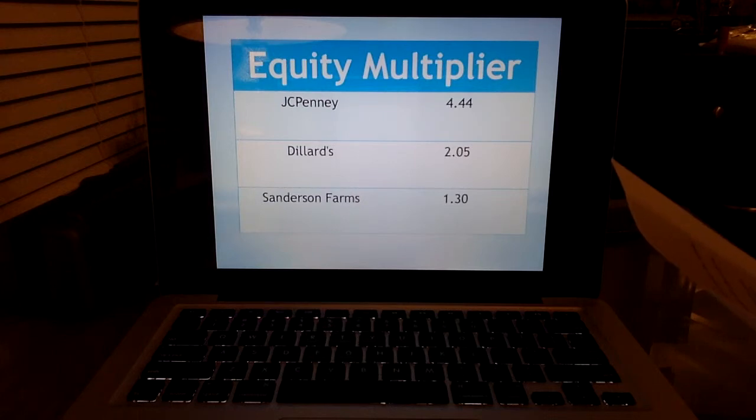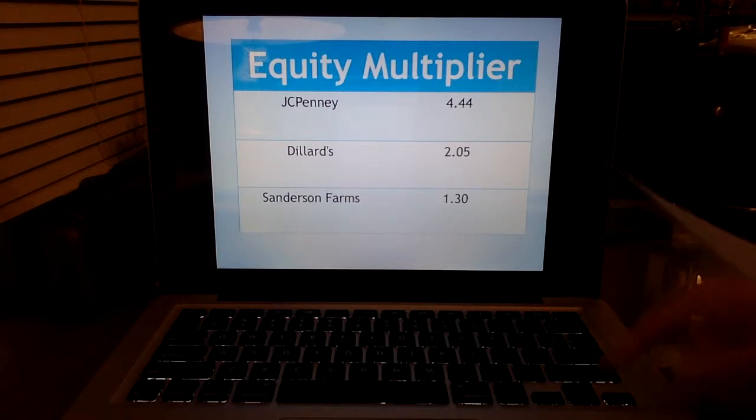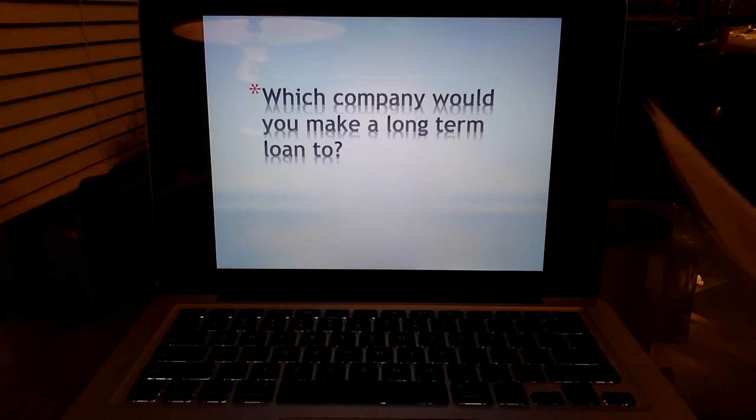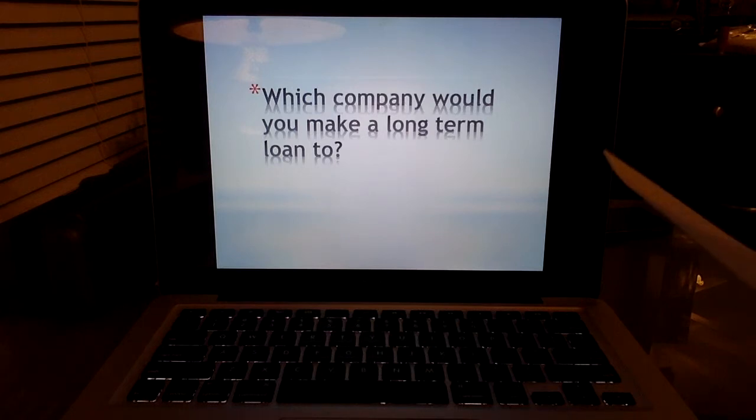The equity multiplier measures the company's total assets over its total equity. Dillard's isn't as bad as JCPenney's, but Sanderson Farms looks better than the two. So this is why I would choose Sanderson Farms to give the long-term loan to.